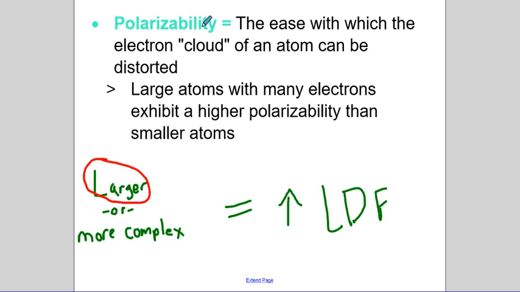AP very much likes this word, so if you're using this to justify something, you can say that more electrons or larger elements are more likely to do this or have a stronger LDF, and they'll accept it, but they like it even more if you say polarizable. But that's just kind of semantic term stuff.